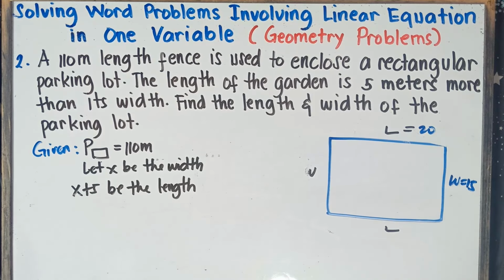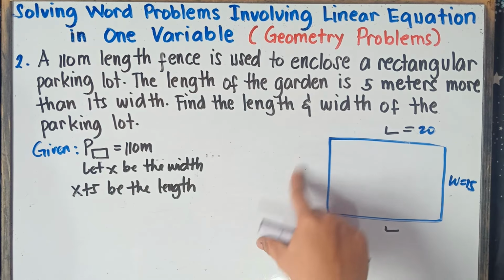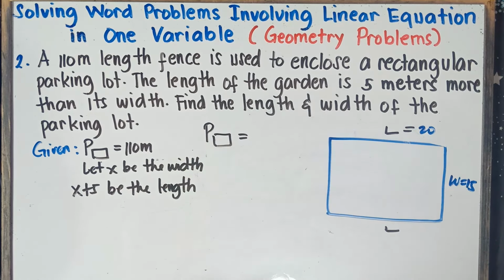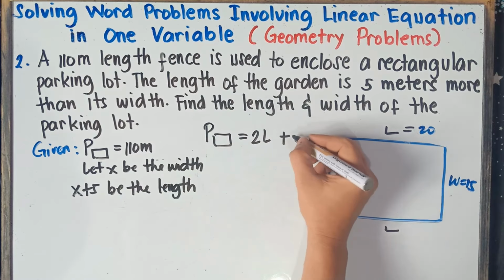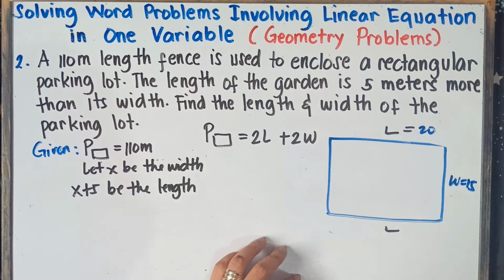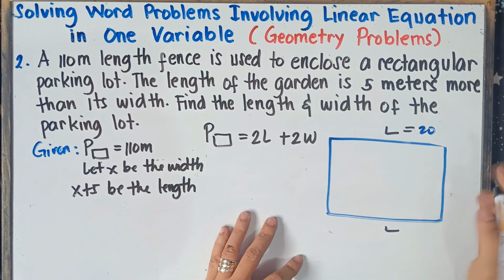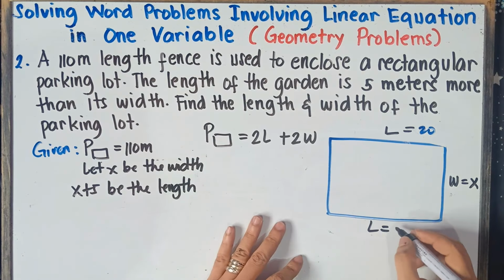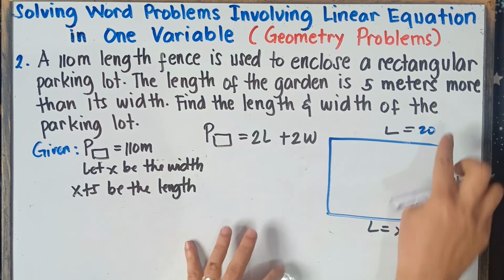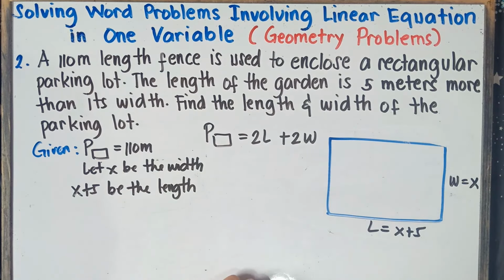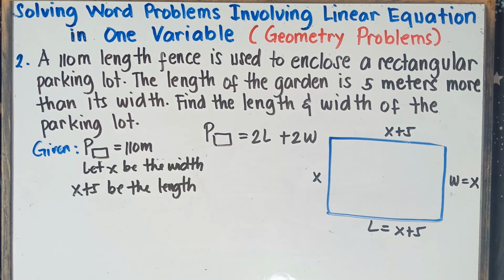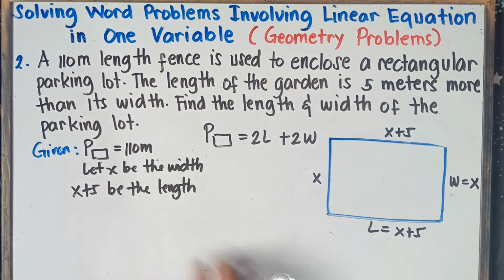Alright, now to find the length and the width of the parking lot, we need to use the perimeter of rectangle formula. So perimeter of rectangle is 2 times the length plus 2 times the width. Once again, class, our width is x, and our length is x plus 5. This is x plus 5, and this is also x plus 5. So this is x, and this is x plus 5. Alright, and then simply substitute the values. We don't have enough space, class, so we can write it here.